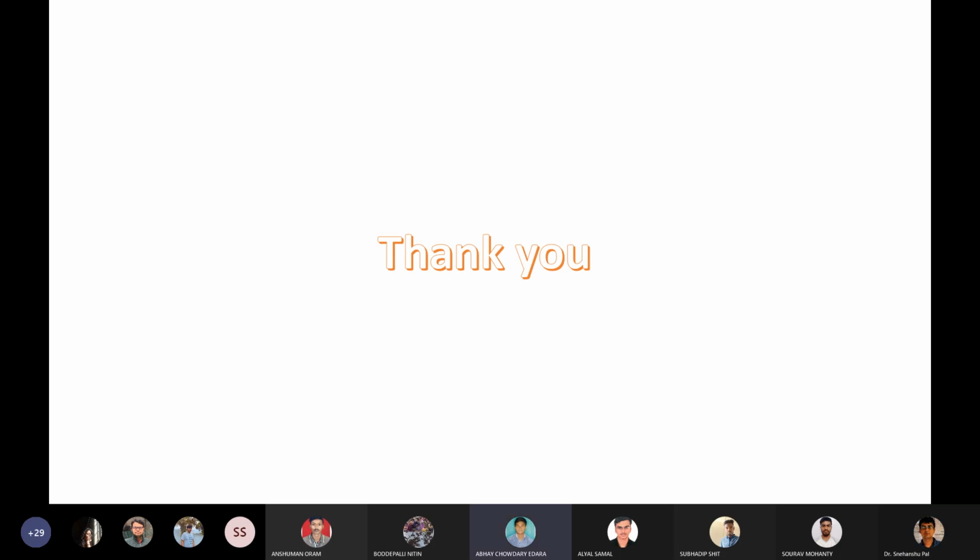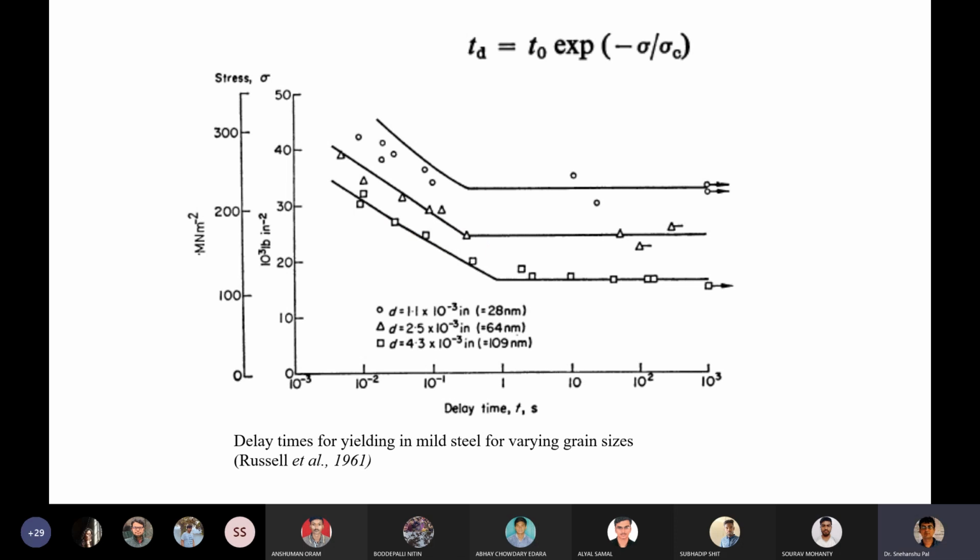Sir, you have said that if we have the fine grained structure, we have the delay in fracture time. No, I did not say that. With fine grain structure, the strength will be high, but the delay in fracture will be with coarser grain. If you look at this picture, there is a trade-off. I told that there is a conflicting objective. Okay, sir. Sorry for my misconception.